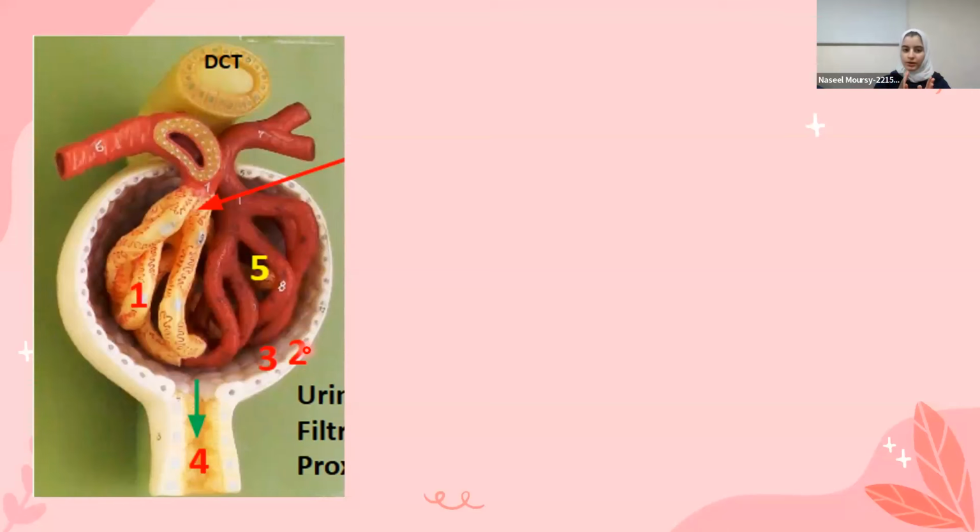So 1 is your visceral, it's inside, it's hugging the vessels. And then 2 is on the outside, and between them you have a space which is number 3. So what is number 3? Bowman's space. Okay, good. All right, you guys get this? You guys got the difference between 1 and 5?